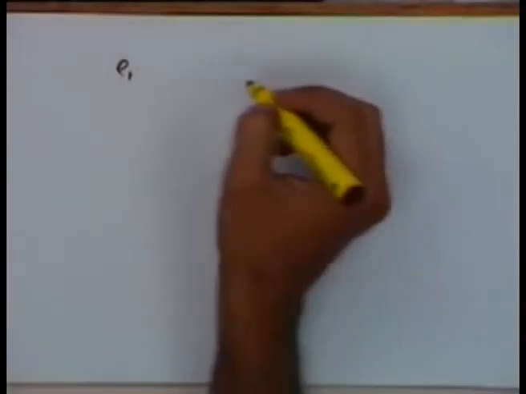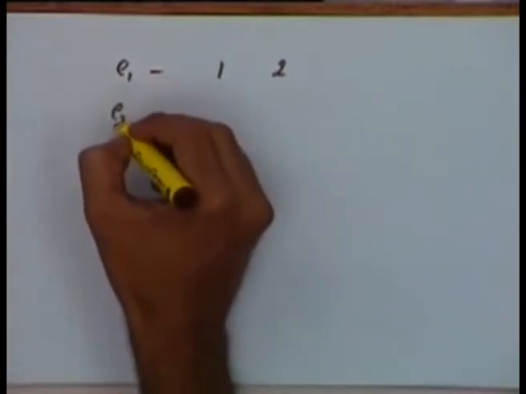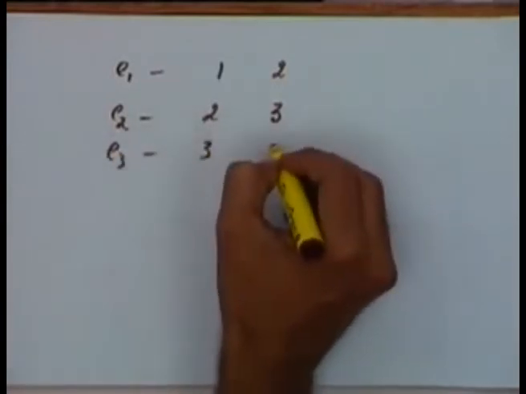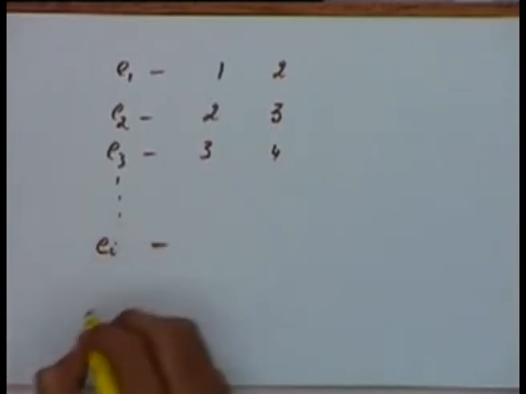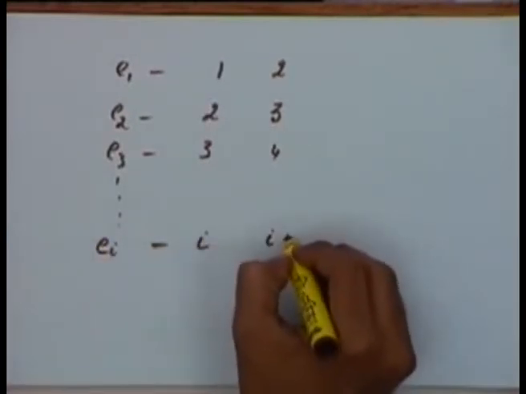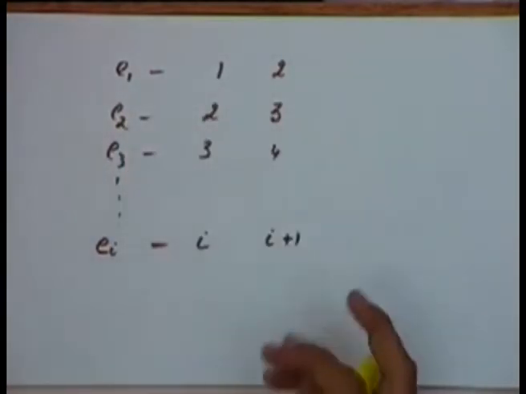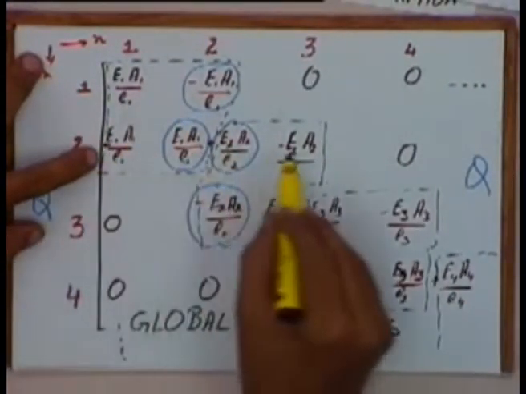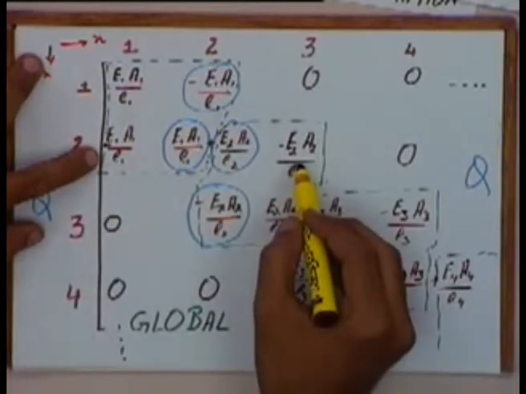The other thing that we say is that if I have element 1 which is defined between nodes 1 and 2, element 2 which is defined between nodes 2 and 3, element 3 is defined between nodes 3 and 4, and so on. That means the element i will be defined between nodes i and i plus 1. If I follow this sequence, then I will get only 3 terms in any row, the 3 consecutive terms next to the diagonal.